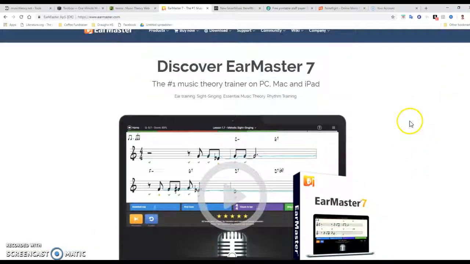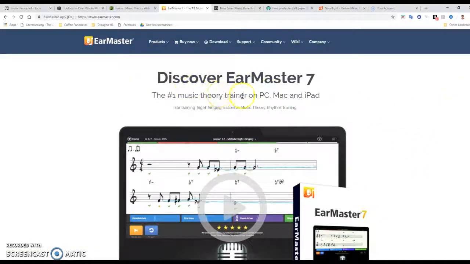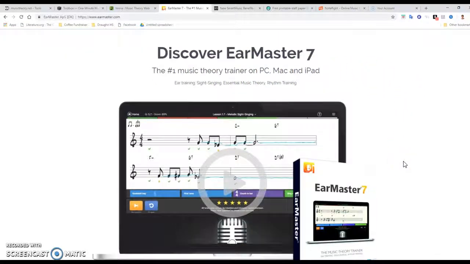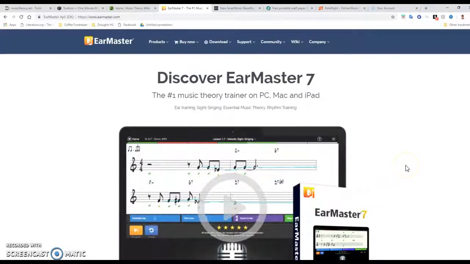Of course, at the top of this, it also says that it's Music Theory Trainer for PC, Mac, and iPad. So I don't think that they have it out yet for Android tablets, but you can use it on your computer. So again, another possibility that you can use for your students.